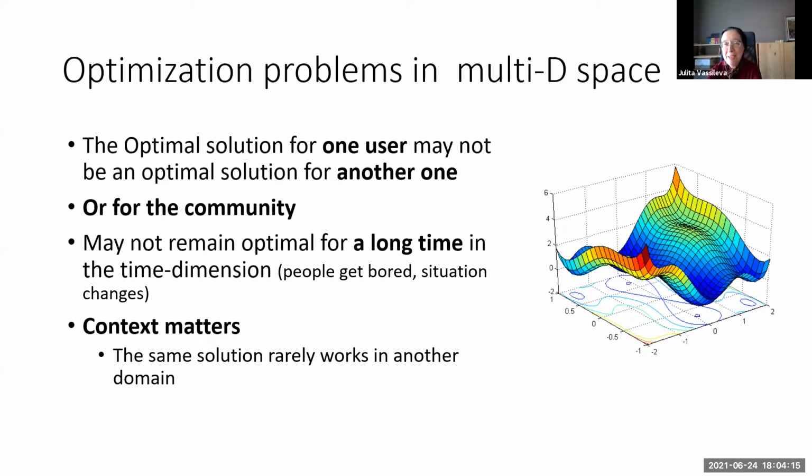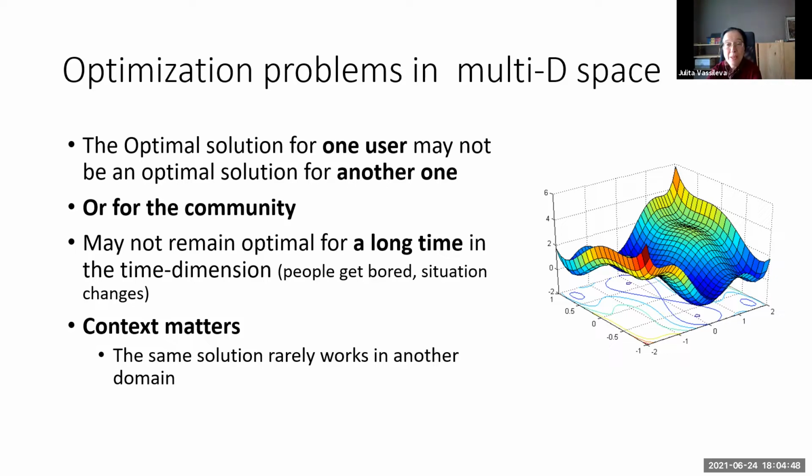So I'll start with this kind of teaser. I think personalization is actually an optimization problem. And we all know that optimization problems in a multidimensional space are very hard, particularly for personalization. We are looking for optimal solutions for one user, but it may not work very well for another user. So we're talking about multi-stakeholder recommendations and multi-utility recommendations.